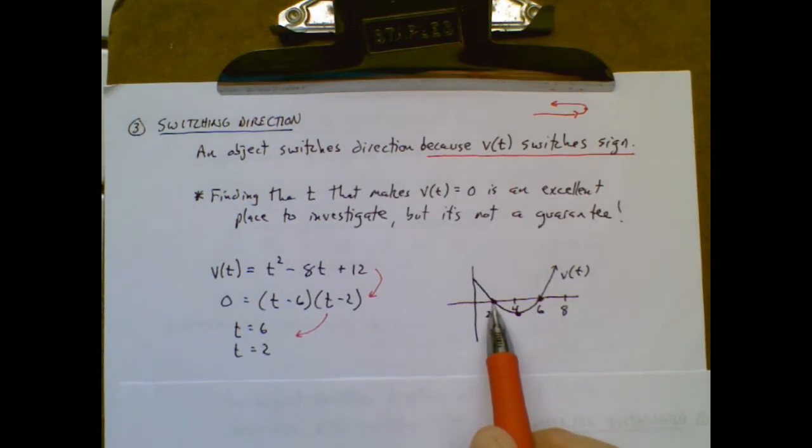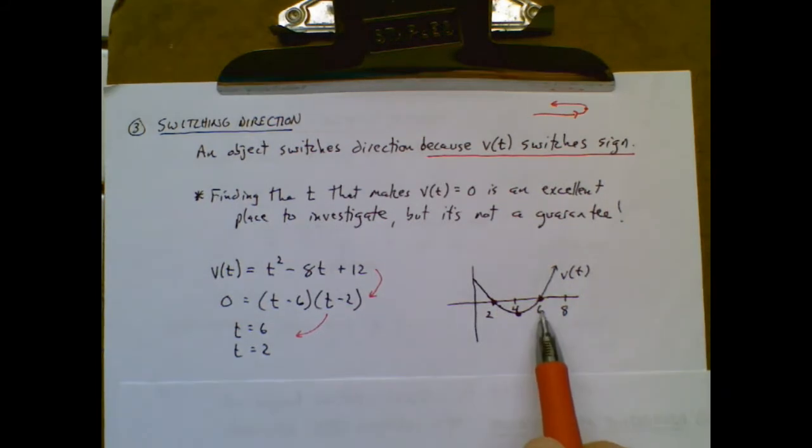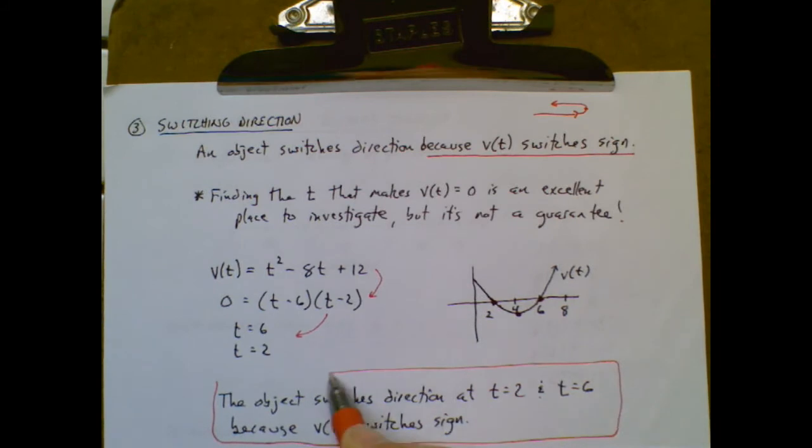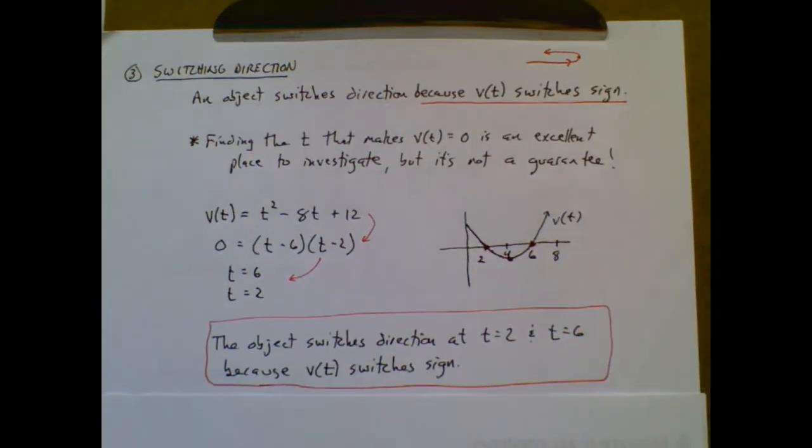By just knowing the nature of this graph, I can tell that the graph has that rough shape. So I now see at time t equals 2, the velocity went from positive velocity to negative velocity. The object switched direction. At t equals 6, the velocity was negative just before t equals 6 and positive just after t equals 6. So I can simply say this: the object switches direction because velocity switches sign.